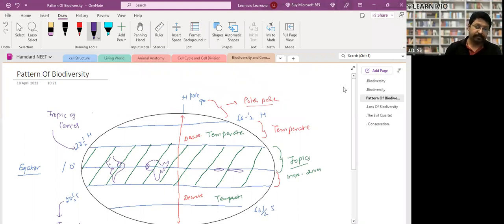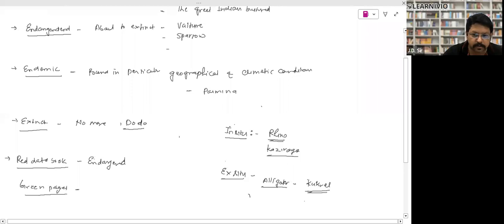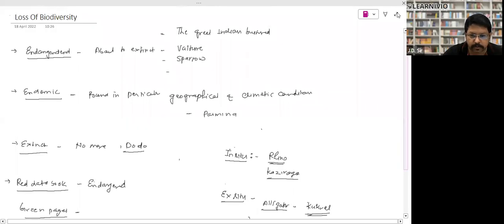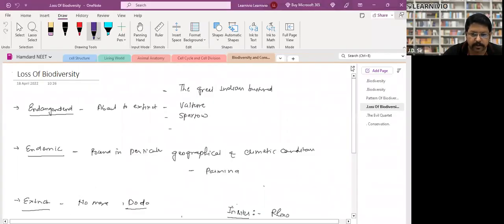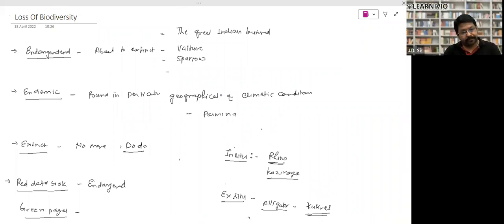Loss of biodiversity. How does the loss of biodiversity take place? There are a number of reasons. Before going to the reasons, what is an endangered species?